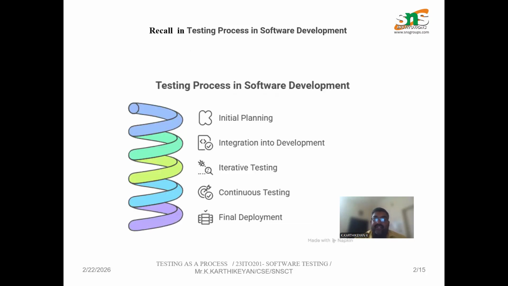For example, this is the testing process in software development. In software development, the first thing is initial planning, second is integration into the development, third is iterative testing, fourth is continuous testing, and finally deployment.